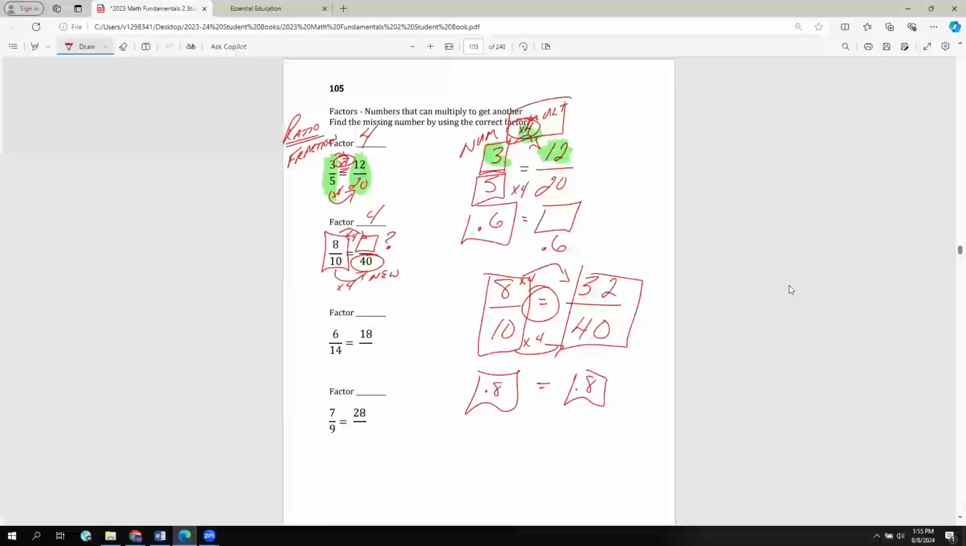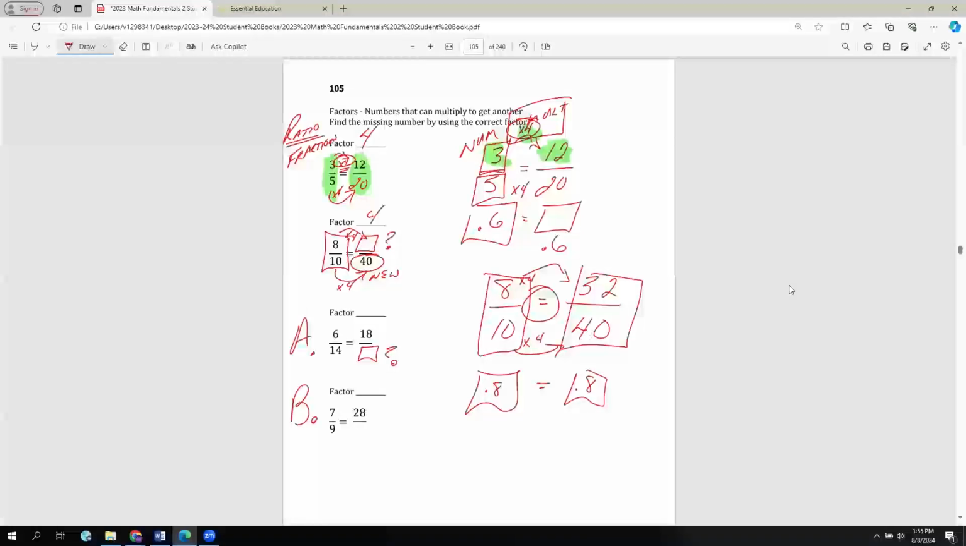Okay, let's go ahead and look at these last two. I'm going to call this first one A. I'm going to call this second one B. I want you to go ahead and do A. You'll notice that the denominator on the right side is missing. Can you go ahead and fill it in with the number that should be there? Go ahead and pause the video and do that.